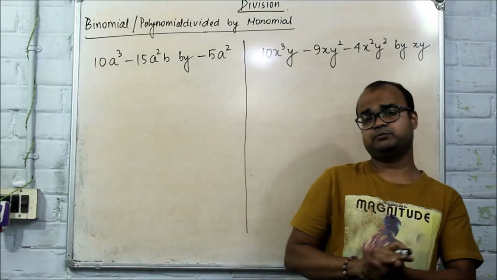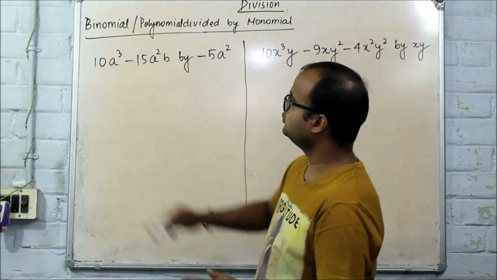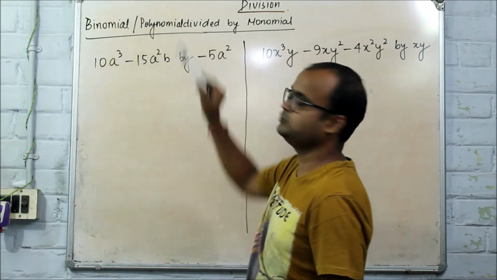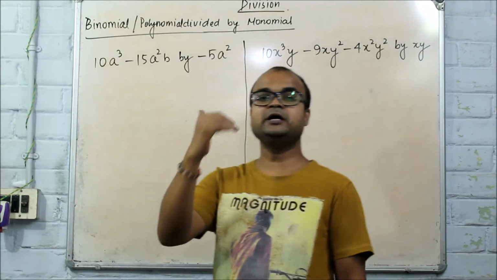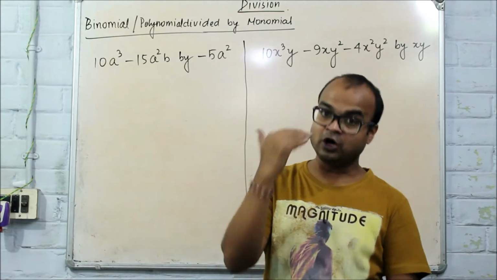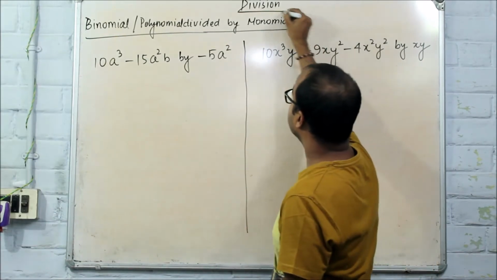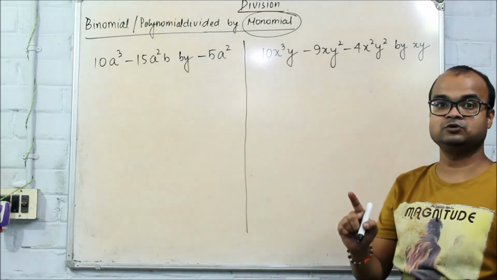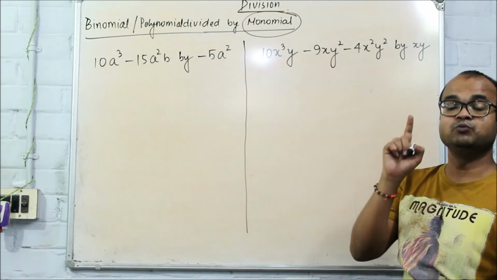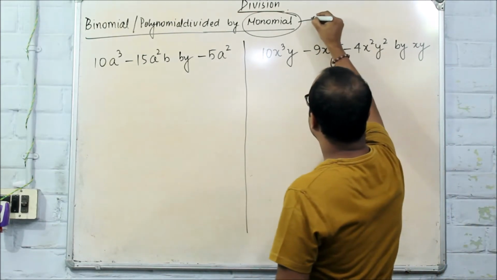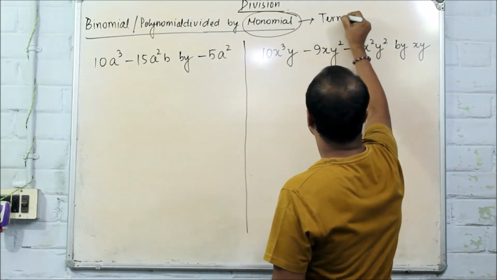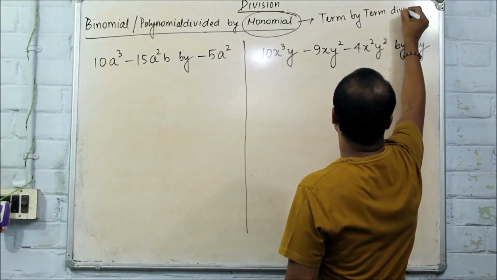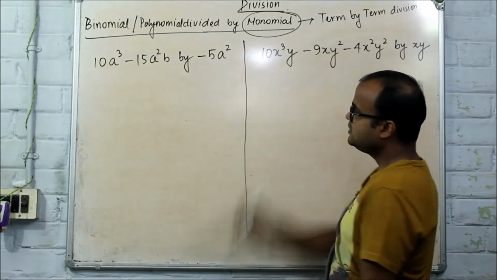Moving into the next setup. Now if you look at the board, right now I am writing binomial by polynomial. That means the numerator contains 2 terms or more, but the denominator must be a monomial. We are going to apply the same rule. If the denominator is a monomial, we always go for term by term division. Clear?